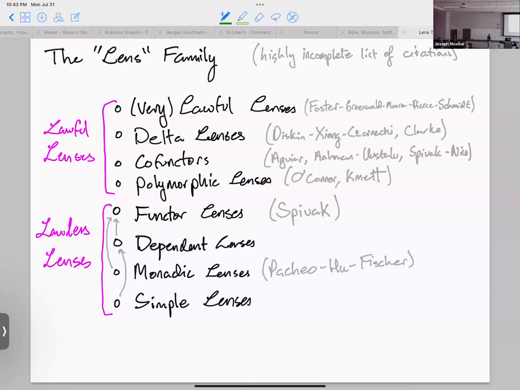But as far as I'm concerned, the original notion of lenses are lawful lenses, sometimes known as very lawful lenses. And these were designed in order to solve what's known as the view update problem in programming. And the idea of the bidirectional flow there is that you have some kind of big data structure, and you want to look at some part of that data structure. Maybe you want to display something to the screen. Now, there's a bunch of information you need to know, but I only want to display part of it. But then the user can interact with it, and I want their interaction with that part to get passed back to the whole thing. So I view it, and then I update it. And that is a bidirectional transformation.